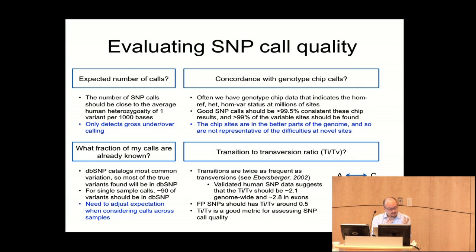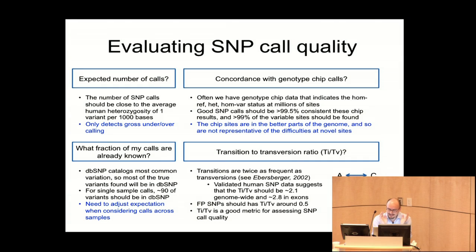With respect to that, one key thing is the fraction of calls that are novel. Most calls in the human genome are at sites that dbSNP or the 1,000 Genomes has already tagged as a common polymorphism. So if you get a lot of calls that are novel, there's probably something going wrong.